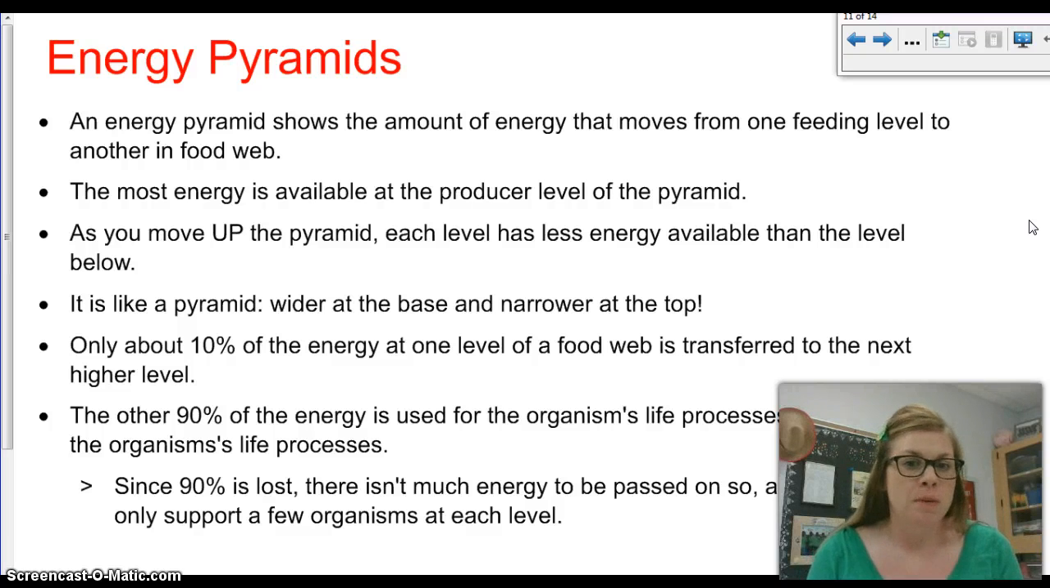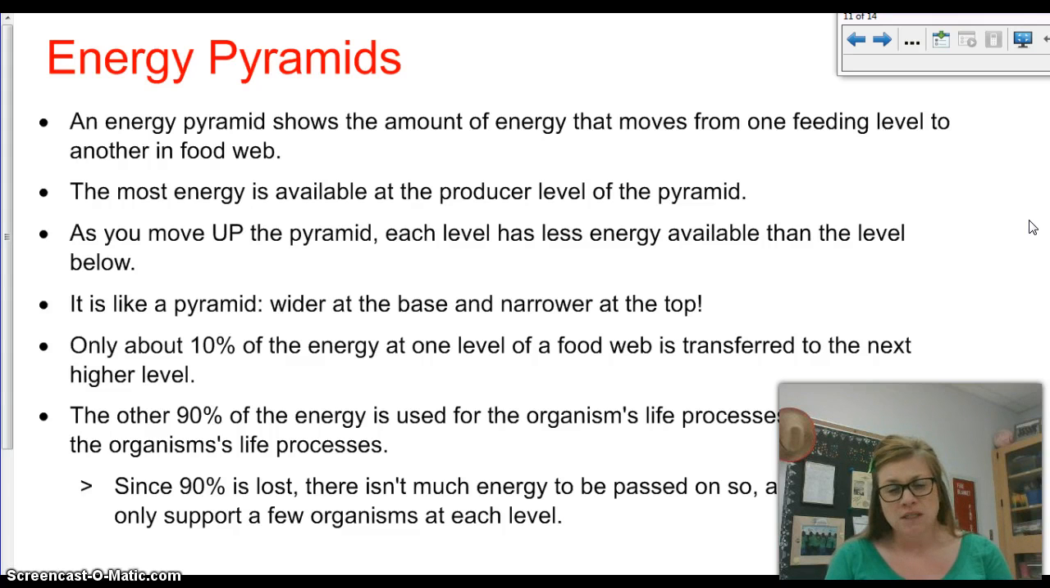As you move up the pyramid, each level has less energy available than the level below. So actually, producers have the most available energy possible because they're getting all their energy from the sun, and the energy is transferred from the sun to the plants through the process of photosynthesis. The plant still needs to make its own food. So as it produces its own food and uses energy for its life processes, it's going to use energy. So only 10% of energy can be passed on because it's going to use about 90% of energy. The other 90% of energy is used for the processes, so it doesn't leave much available.